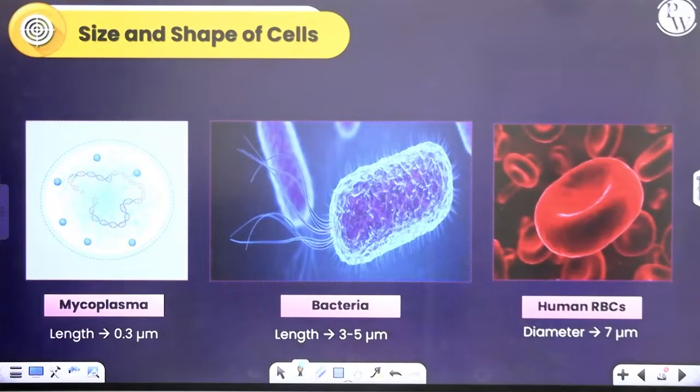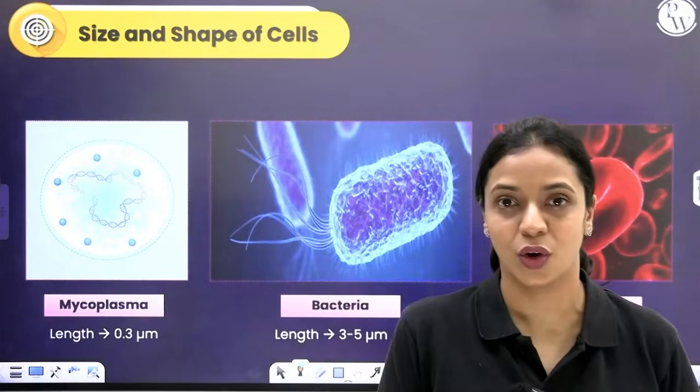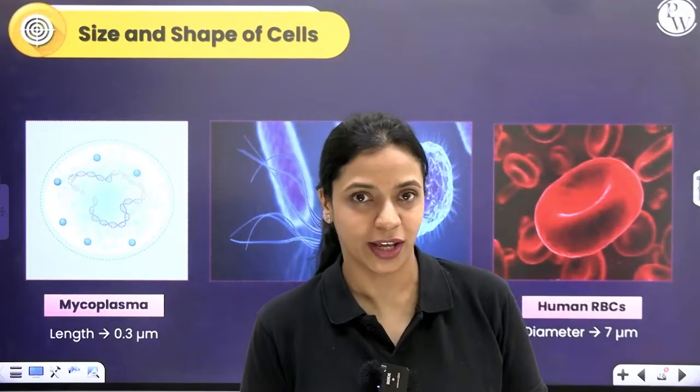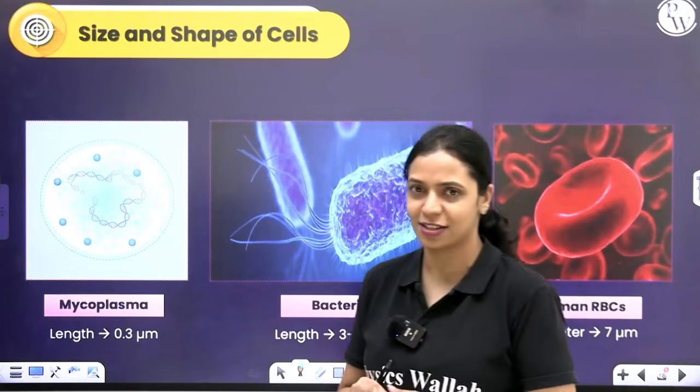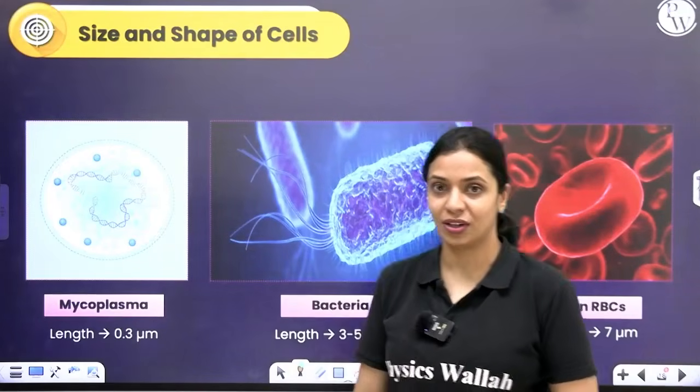Here, let's talk about the size of certain cells. What you're looking at here is mycoplasma. You've learnt about it in biological classification under Monera. I told you there is a wall-less prokaryotic organism called mycoplasma. It can cause diseases and all of that, right? So this is that mycoplasma. Its length is about 0.3 microns.